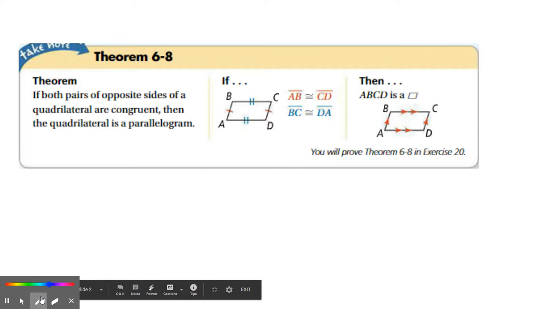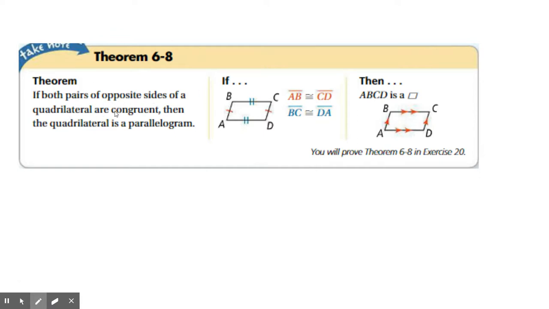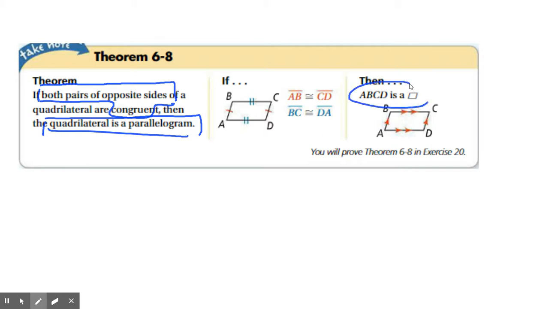All right, so again, think of the wording, right? If both pairs of opposite sides of a quadrilateral are congruent, then the quadrilateral is a parallelogram. Both pairs of opposite sides congruent, then the quadrilateral is a parallelogram. Then ABCD is a parallelogram. Again, converse. This is the converse from section 6.2.